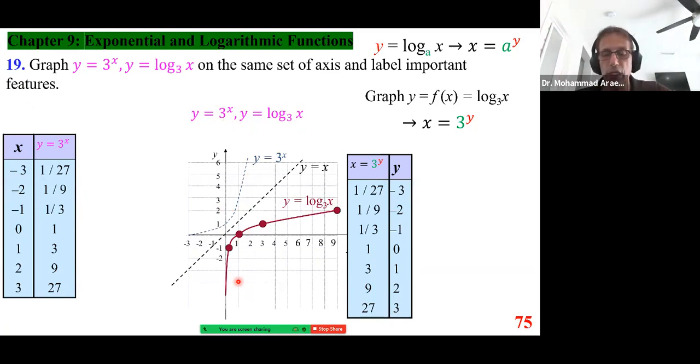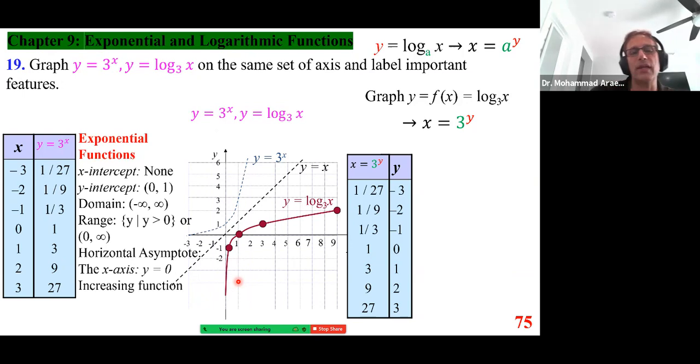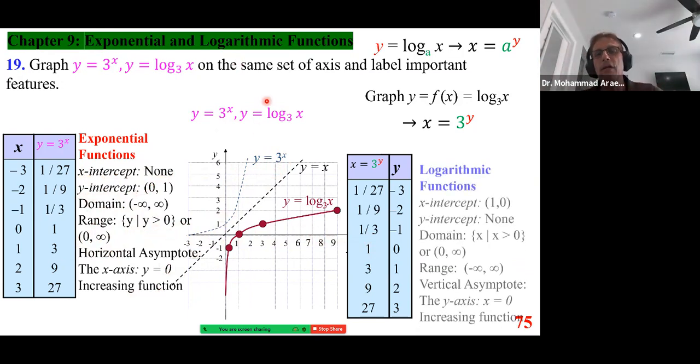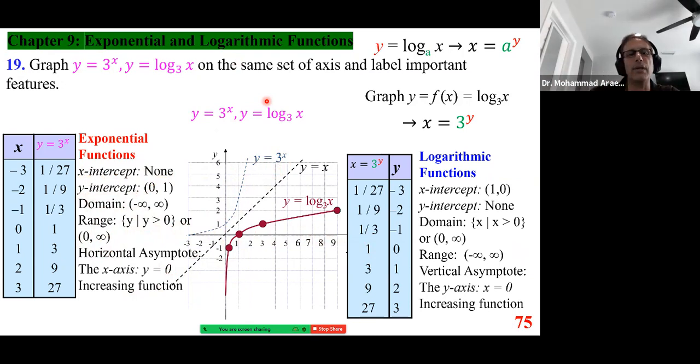So here's the important parts as you look at the graph. Again, this is true anytime the base is larger than 1. It looks something like that. As you look at the exponential function, there is no x-intercept. Y-intercept is located at 0, 1. Domain are real numbers. Range, the positive one, from 0 to infinity. And you have this line, which is a horizontal asymptote, the x-axis or y equals 0, and the function is increasing. On the other hand, if we look at the log, let's see what happens.